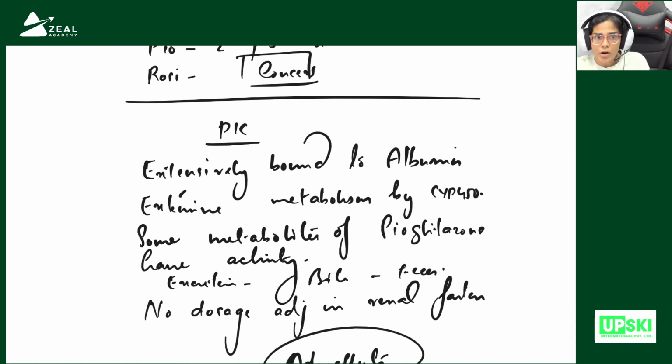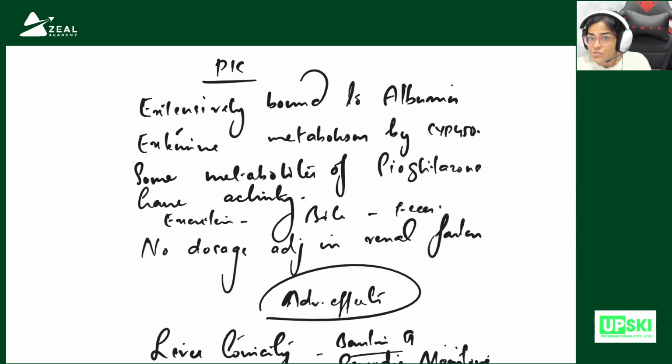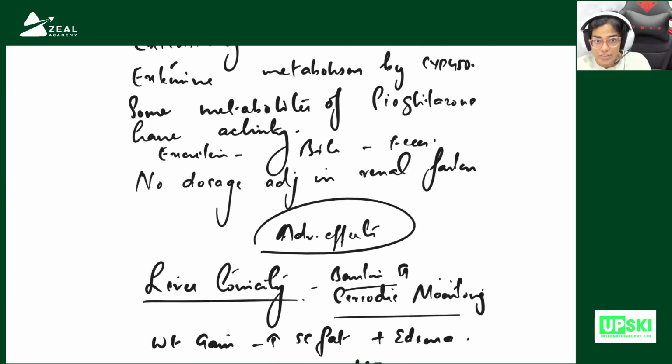These drugs are extensively bound to albumin, so the free fraction is less. Extensive metabolism happens in the liver through CYP450 enzymes, and some metabolites of pioglitazone are active. Excretion is through bile and feces, so no dose adjustment is required in renal failure.